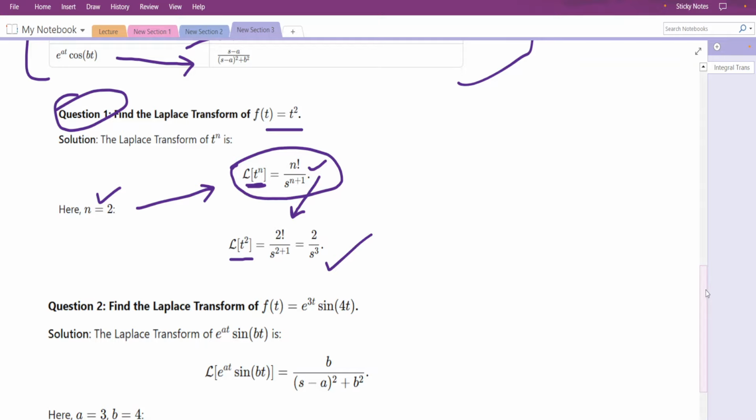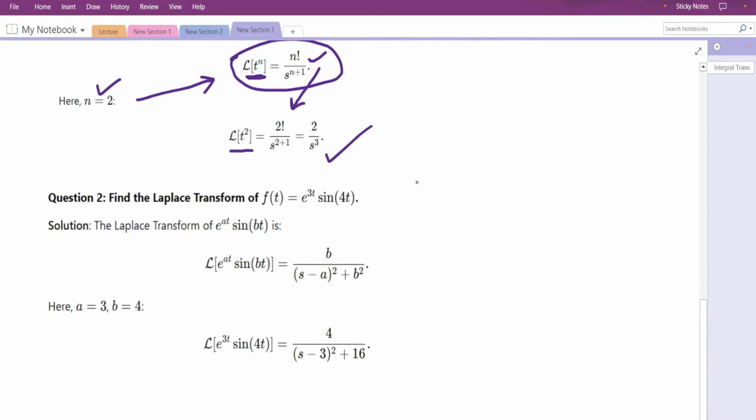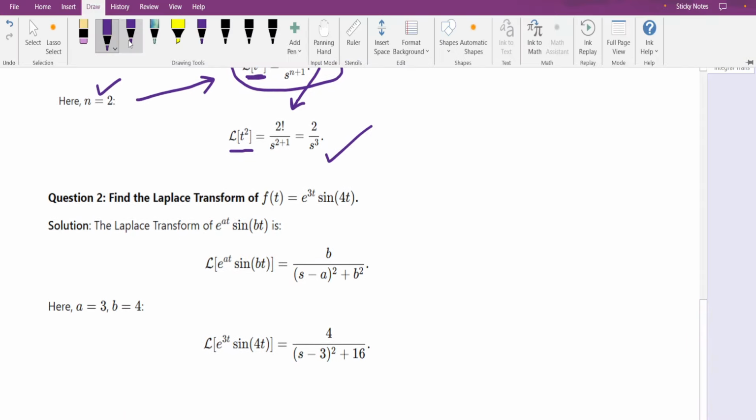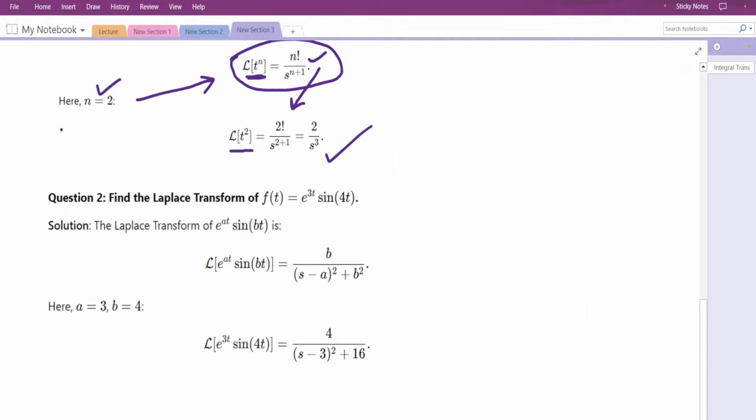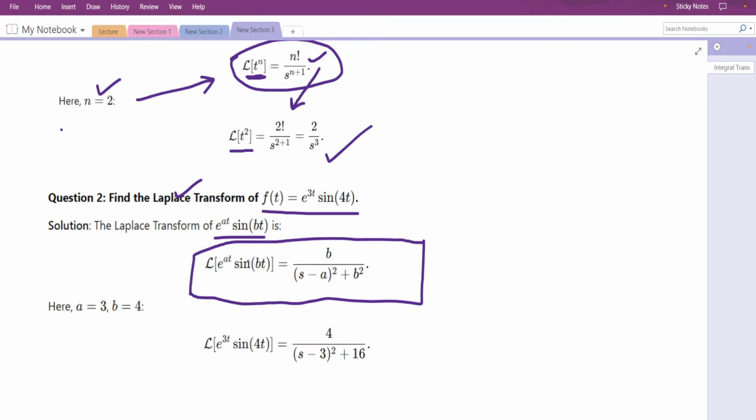Now, similarly, one more question: find the Laplace transform of this particular function. We already know this is a function of the type e to the power at into sine bt. Its formula is: the Laplace transform of e to the power at into sine bt is b upon (s minus a) whole square plus b square.